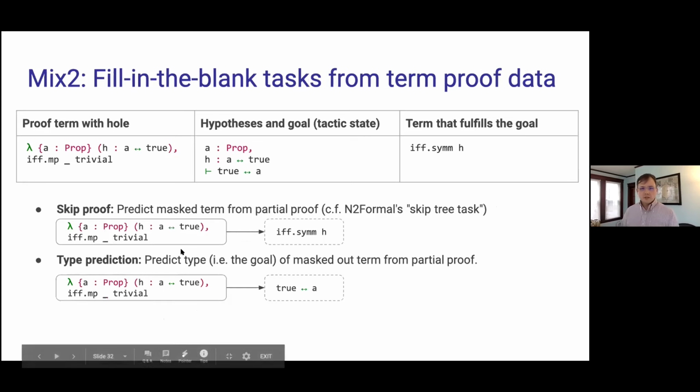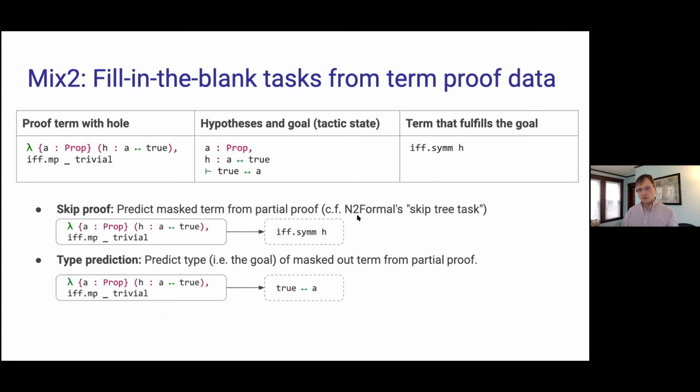But there are other ways we can use this data set more indirectly. One of them is, instead of trying to predict the proof from the goal or the tactic state, we try to predict the proof from the whole proof term with that masked out part. Masked language modeling is a big topic in language modeling in general.